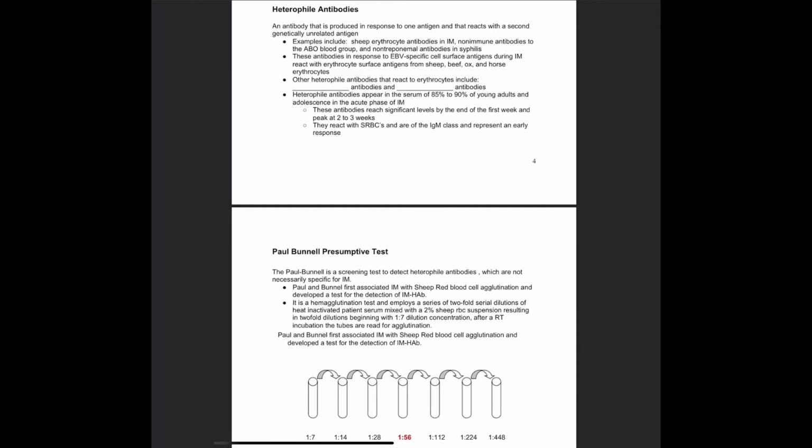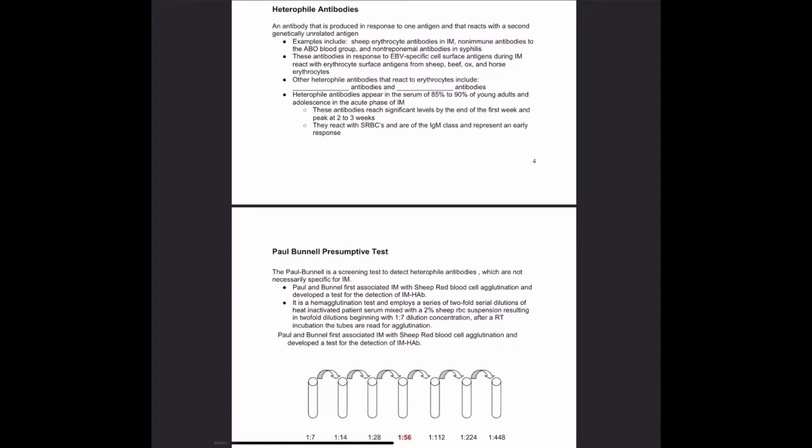These antibodies, in response to EBV-specific cell surface antigens during infectious mono, react with erythrocyte surface antigens from sheep, beef, ox, and horse erythrocytes. Other heterophile antibodies that react to erythrocytes include serum sickness antibodies and Forssman antibodies.